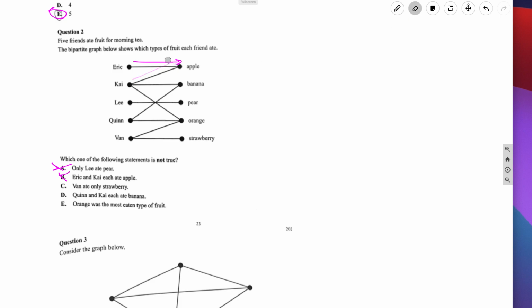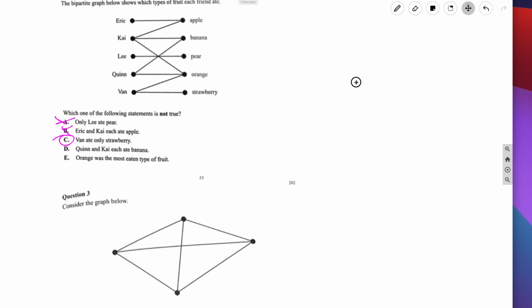Van only ate strawberry. So we look to Van. Nope, he also ate oranges as well. Quinn and Kai ate banana. So Quinn and then Kai, they both ate banana. That's true. Orange was the most eaten type of fruit. Hang on a second. Quinn and Kai. Yeah, what? Van. Oh, yeah, we're looking for the false one. Got tricked. Always get tricked by those. So Van only ate strawberry. No, he also ate other stuff. So it's C. And the other two are true.